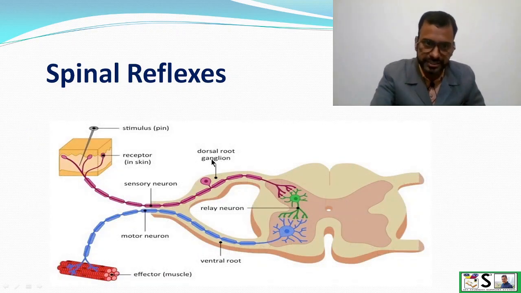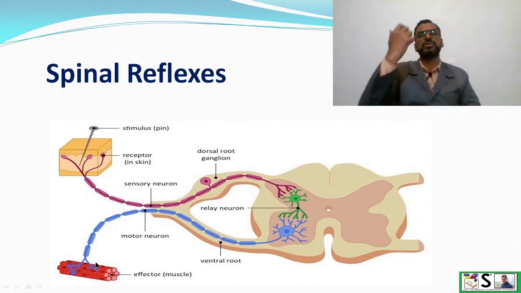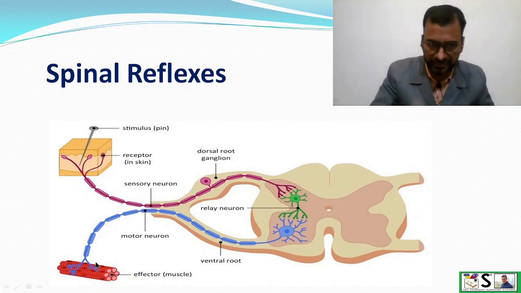Here you can understand this by this picture that this is stimulus. These are the sensory neuron. They reach to the spinal cord. There is interneuron or relay neuron which then connects with the motor neuron and gives a message to the muscles to remove the hand. So this is reflex arc.